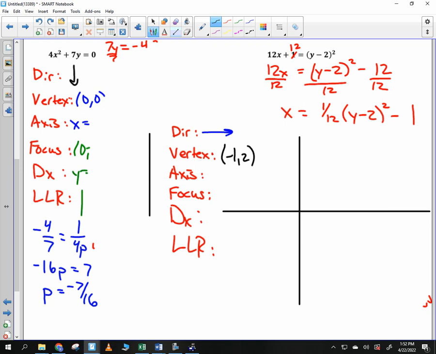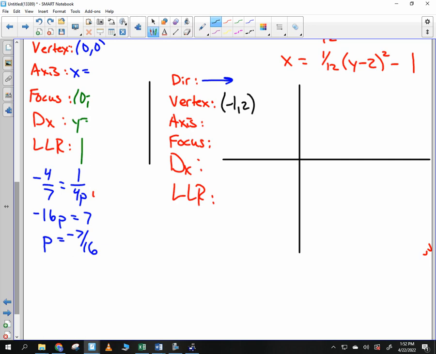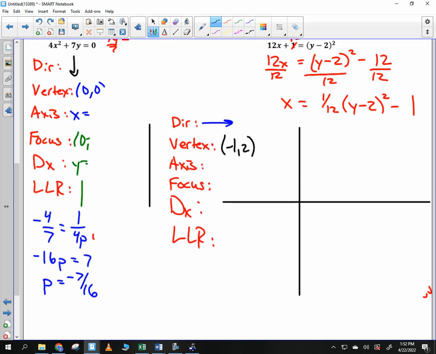All right, so I'm going to plot this point, -1, 2. Real quick, I'm trying to wonder about my scales. Can anybody see by looking at this what the p-value is going to be? 1 over 12 is equal to 1 over 4p. So what is p? 4 times what is 12? 3. So that means the length of your latus rectum is going to be 12, isn't it?